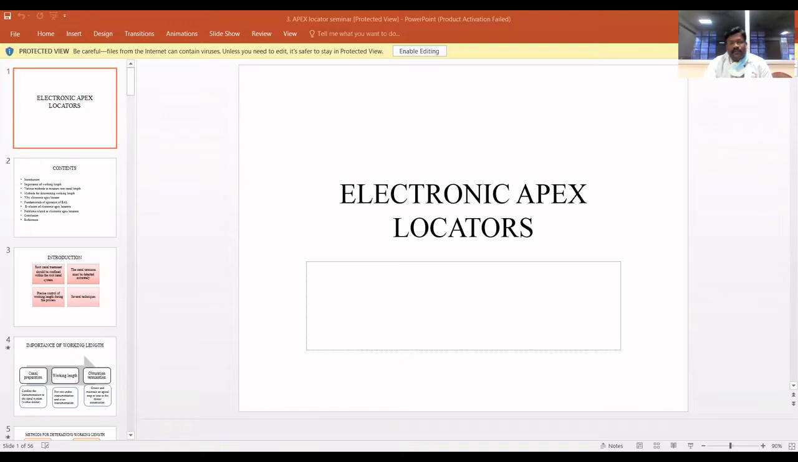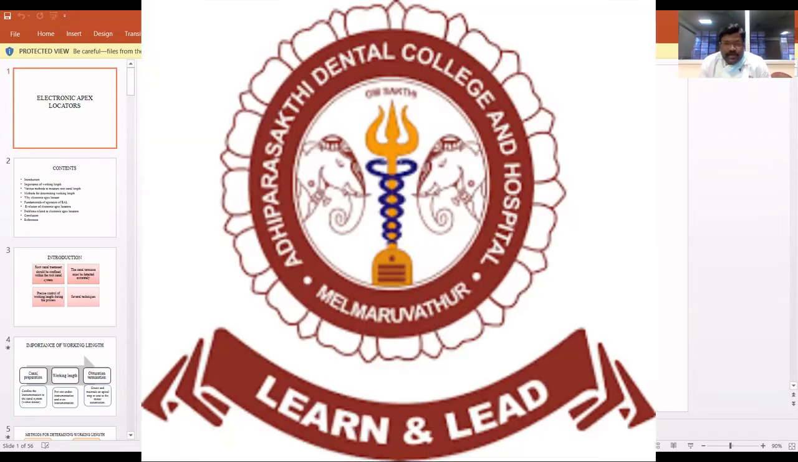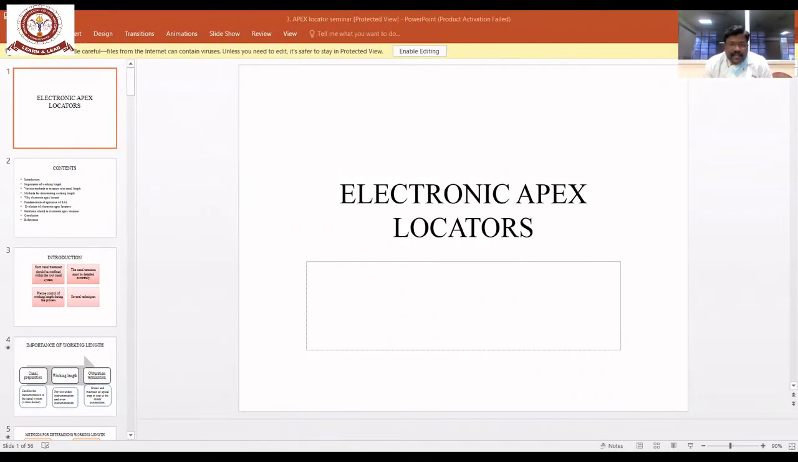So the contents include introduction, importance of working length, various methods to measure root canal length, methods for determining working length, why electronic apex locator, fundamentals of operation of electronic apex locator, evolution of electronic apex locators, problems related to electronic apex locator, and conclusion.